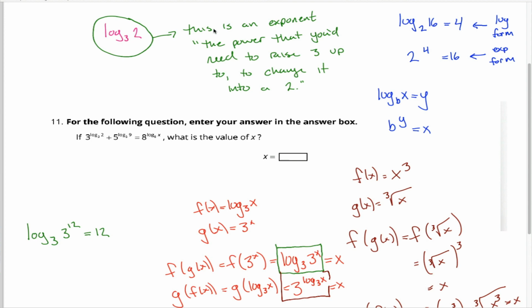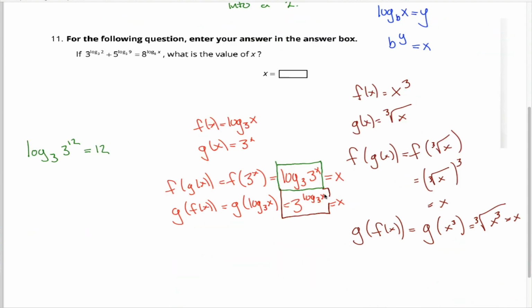The log base 3 of x is an exponent. It's the power that you'd need to raise 3 up to if you wanted to change it into an x, right? Instead of a 2 here, if there was an x here, there'd be an x here. So this exponent right here is that special exponent that you'd have to raise a 3 up to if you wanted to change it into an x. So if I take 3 and I raise it up to that special exponent that 3's need to be raised up to change them into x's, what do I get? Well, I get an x, kind of by definition.